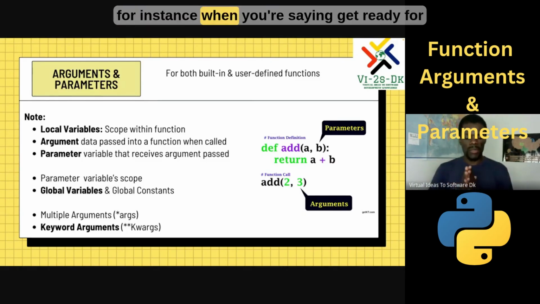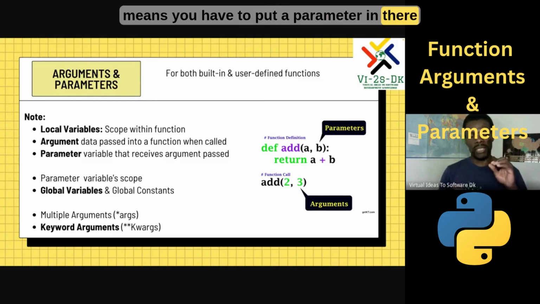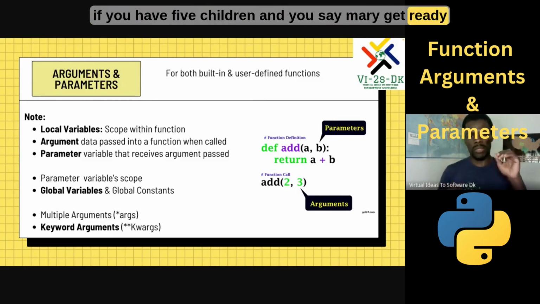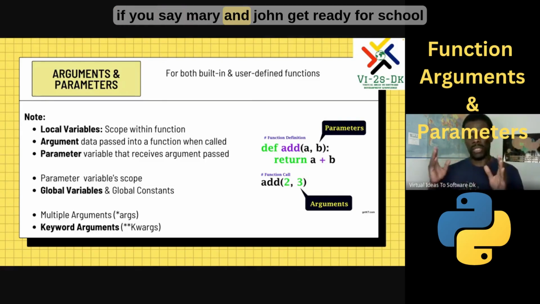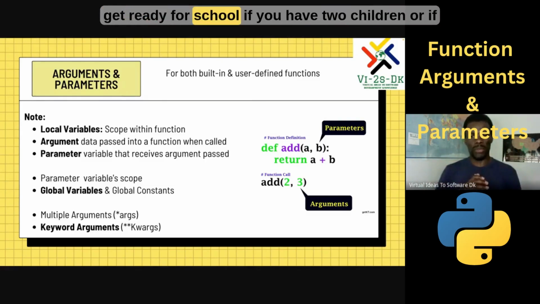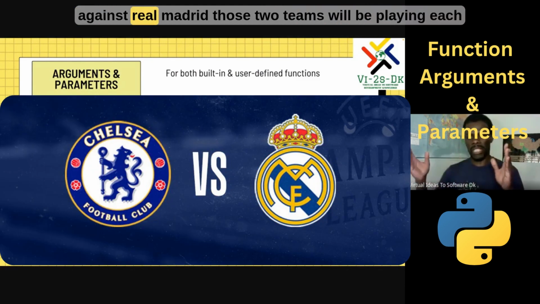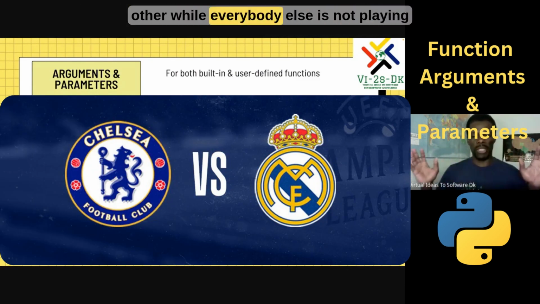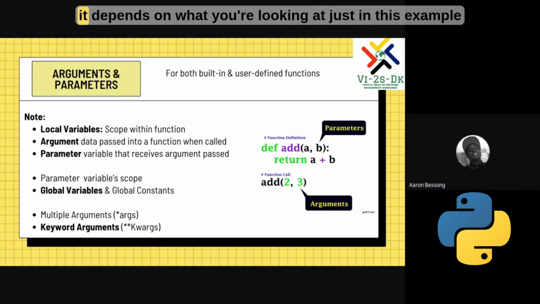So for instance, when you're saying get ready for school, that means you have to put a parameter in there. If you have 5 children and you say, Mary, get ready for school, Mary will go ahead and get ready for school. Everybody else will not. If you say Mary and John, get ready for school, both of them will get ready for school. If you have 2 teams and you say Chelsea, play against Real Madrid, those 2 teams will be playing each other while everybody else is not playing, right? Like Real Madrid is gonna win. Exactly, right? So it depends on what you're looking at.